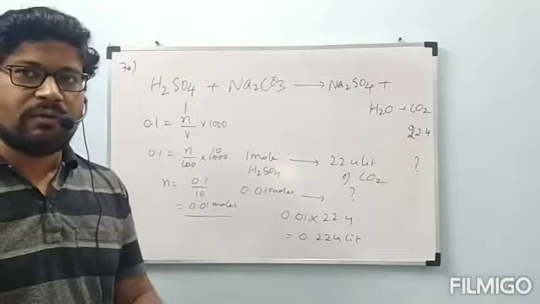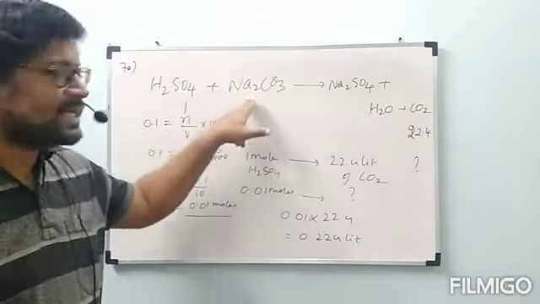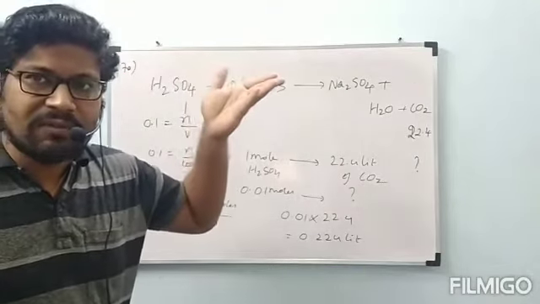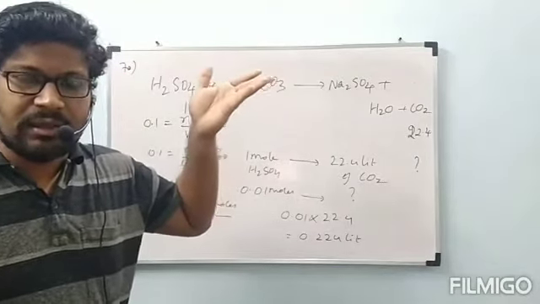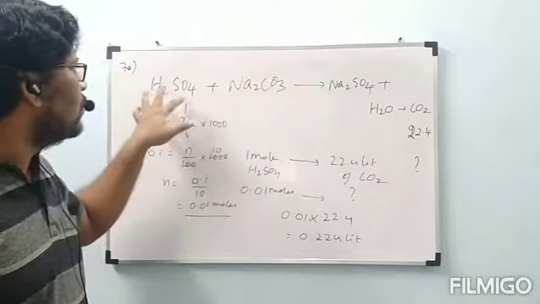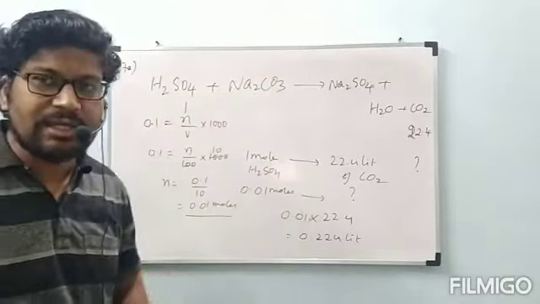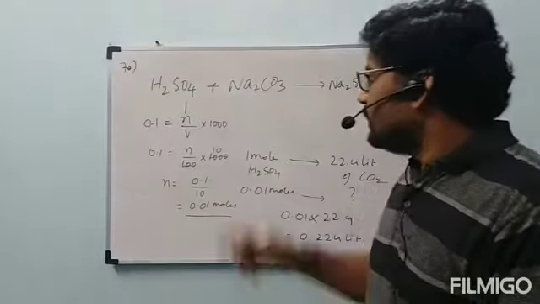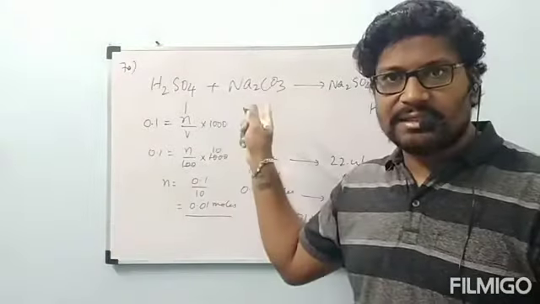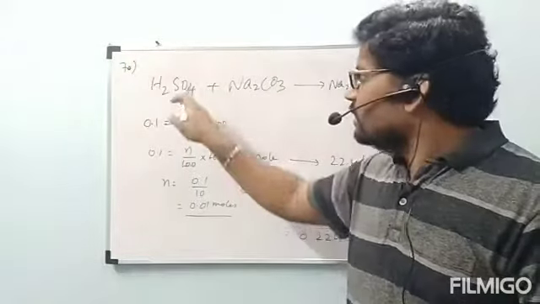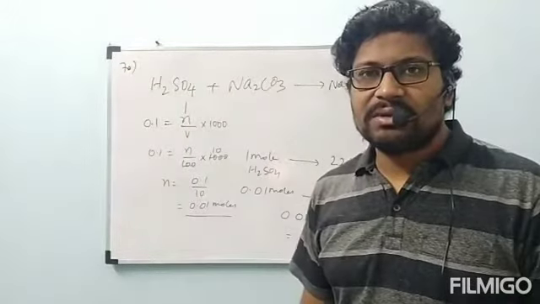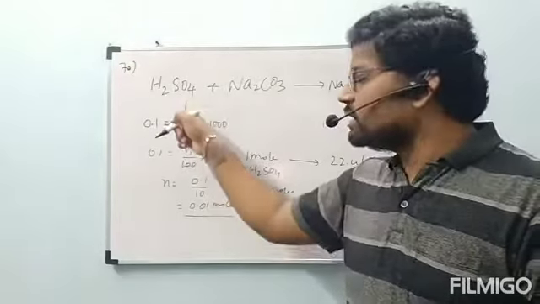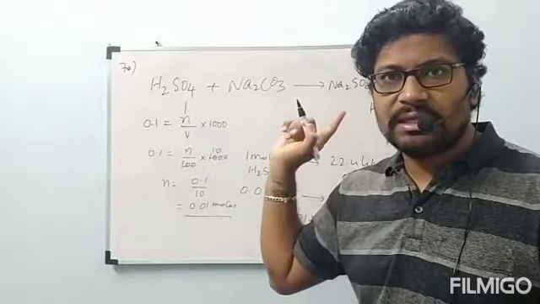Okay, how did we find that one? They gave excess Na2CO3 only. Meaning a large amount of Na2CO3 is taken. According to that, we can understand the whole H2SO4 will undergo reaction. When they mention Na2CO3 excess, we can understand H2SO4 is the limiting reagent. It will completely undergo reaction, so according to H2SO4 we can find the CO2 easily.